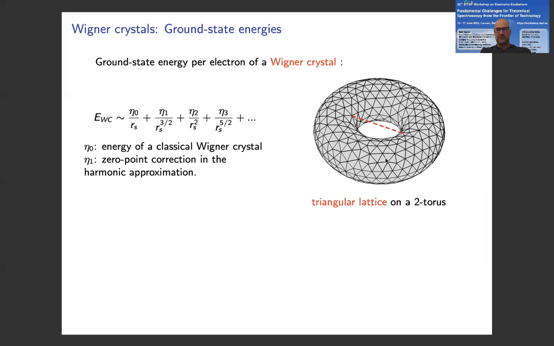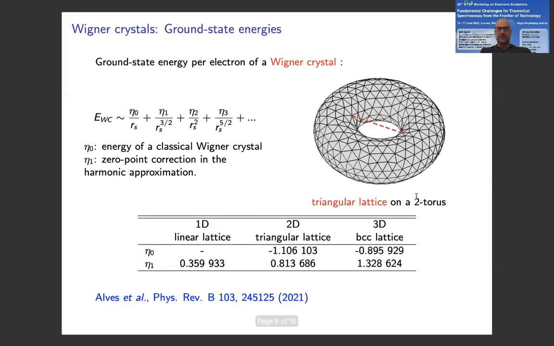Again, a small illustration. So in the 2D case, the Wigner crystal is predicted to have a triangular lattice. So here is the triangular lattice on a regular torus. In our calculation, of course, we use a Clifford torus. So here are the results.